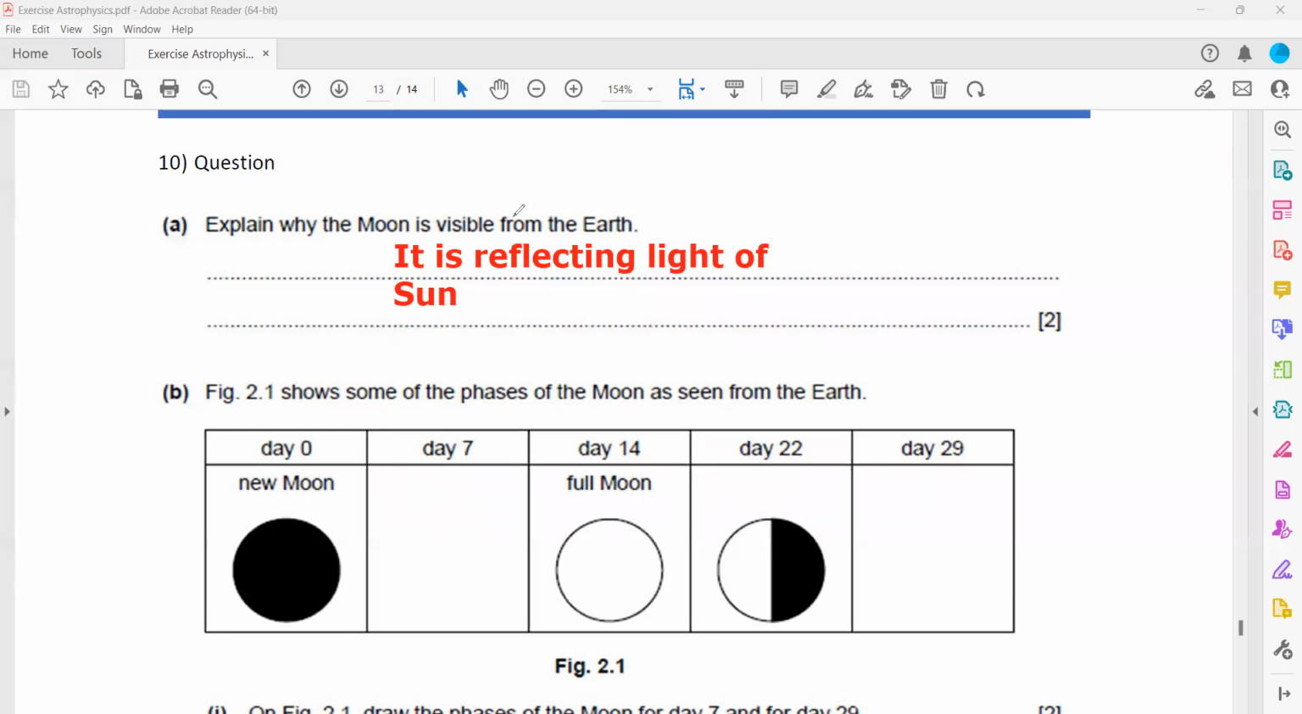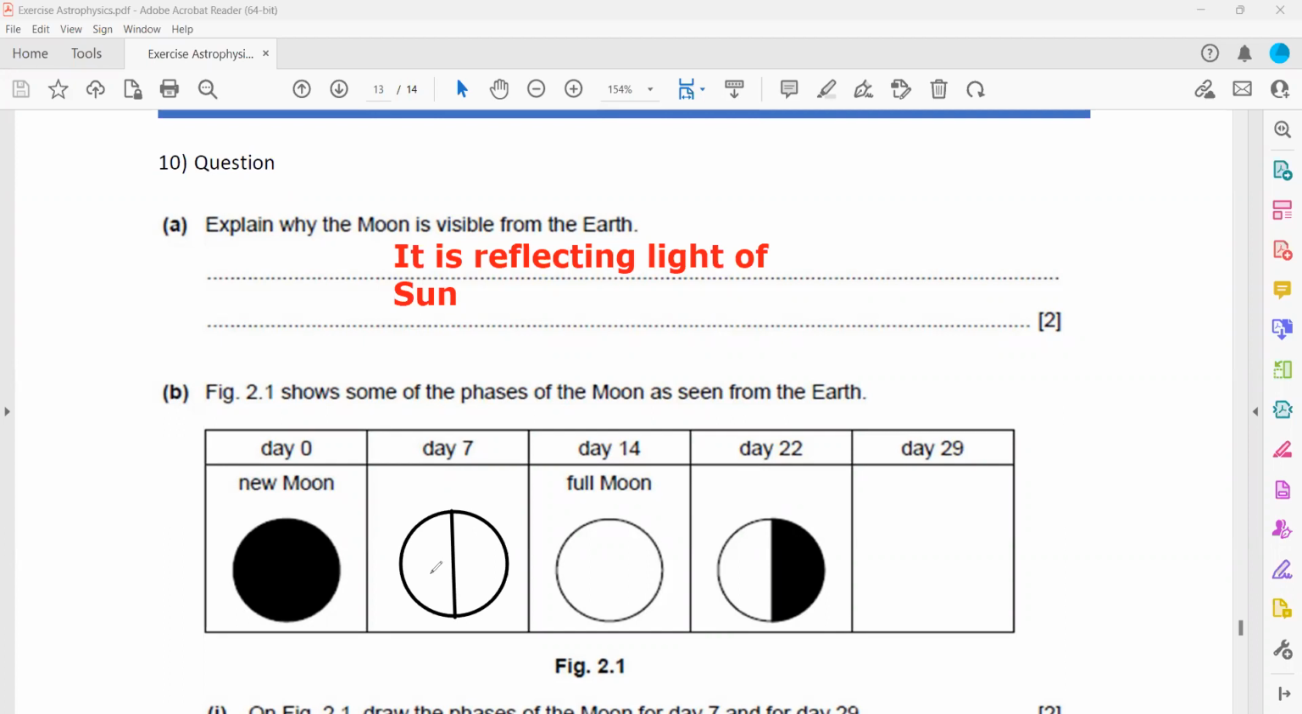So when we draw the first quarter, the position will change: 0 days, 7, 14, and then 21 days. And then again after 28 or 29 days, we will have a new moon. So which part will be visible, as I mentioned here? The shaded side, like here, this part is visible after 28. So after 7 days, which part should be visible? The other part should be visible.